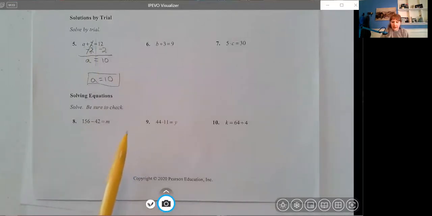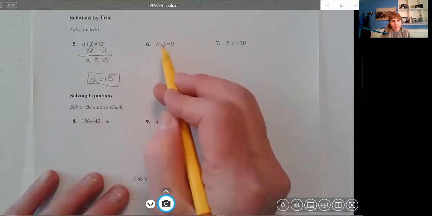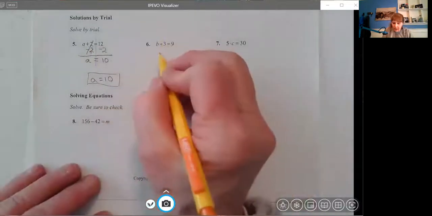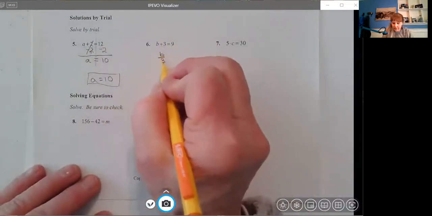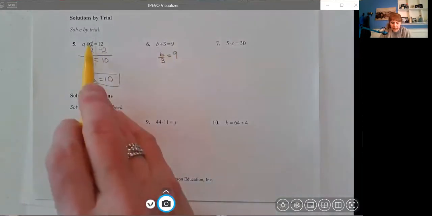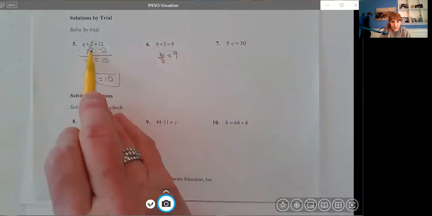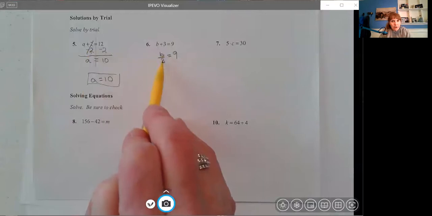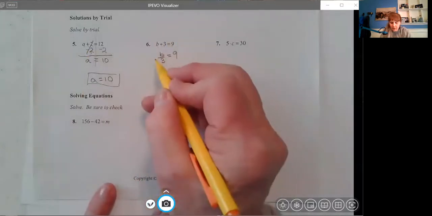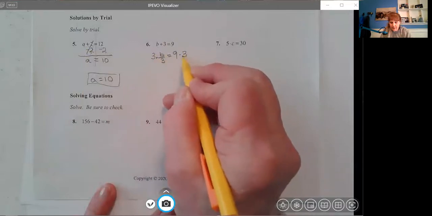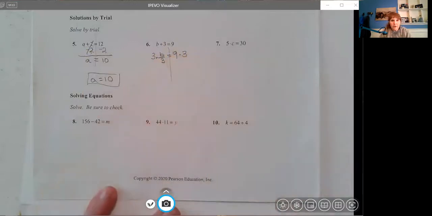Number 6 is saying b divided by 3. Normally in algebra, you won't see that division symbol. It would be written this way. All right. Well, just like we did the opposite operation here, we had addition, so we subtracted a 2 from both sides. Here it's b divided by 3. So to get rid of the 3, we'll multiply by 3, both sides of our equation.